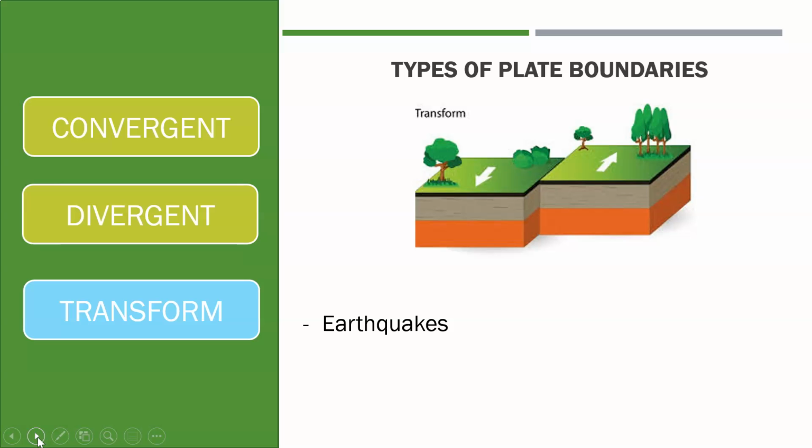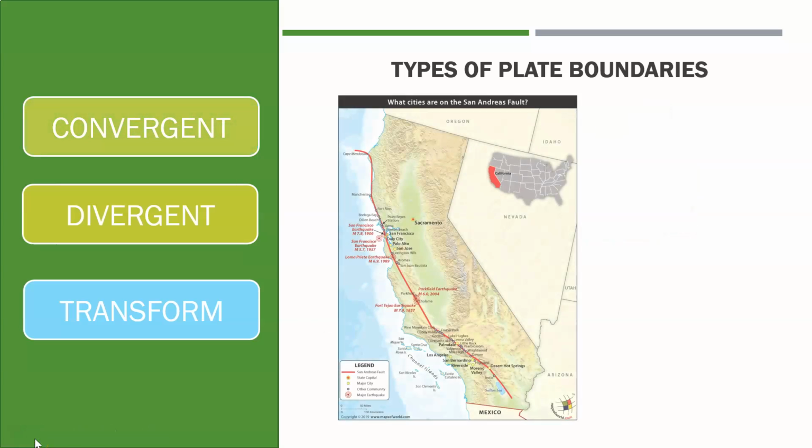And lastly, we have transform plate boundaries. And the transform boundaries are plates that are sliding past each other, and these ones produce earthquakes. And a famous one around here is the San Andreas Fault. Okay, so if you've seen the San Andreas Fault movie, that's the two plates sliding back and forth, creating these earthquakes.